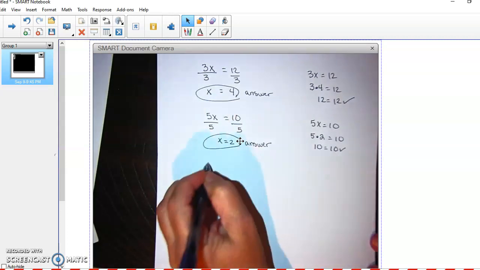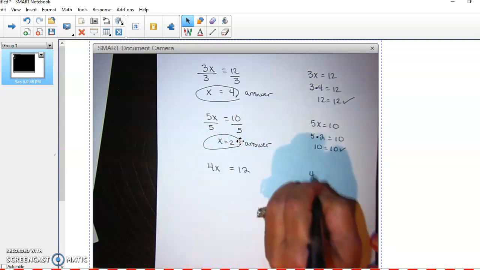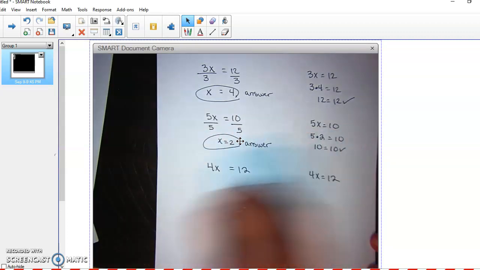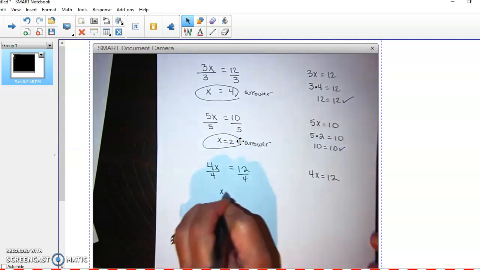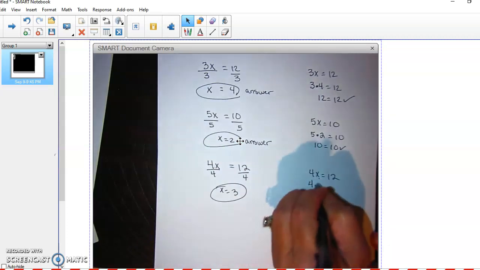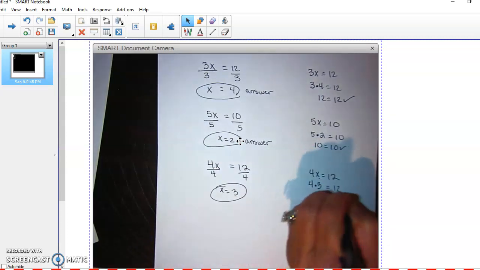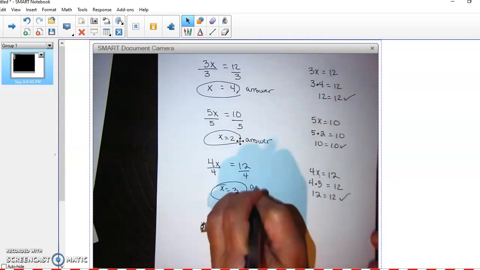And then we did one more with the tiles. So 4x equals 12. Divide both sides by 4. x equals 3. So 4 times 3 is 12, and 12 equals 12. That's right. So this is the answer.